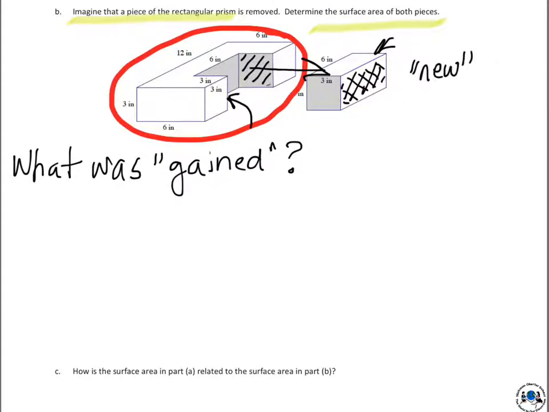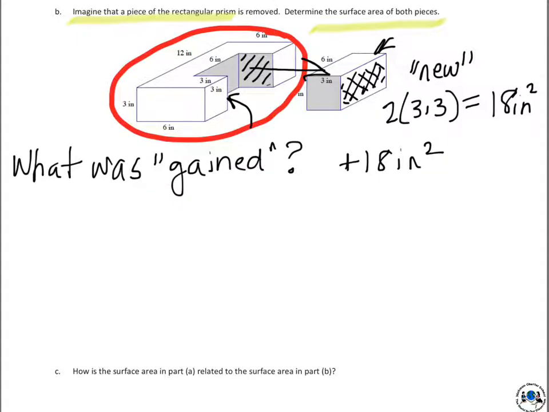But now I do have something that is actually new. This face right here inside there, and also this one inside here, these are new surface area. I did not have that surface area before because it was a solid piece right there. So those two bits are new. Those two new pieces account for 18 square inches because they are both 3 by 3, and I have two of them. Of course, 3 times 3 is 9, times 2 is 18. So I have 18 square inches of new surface area.